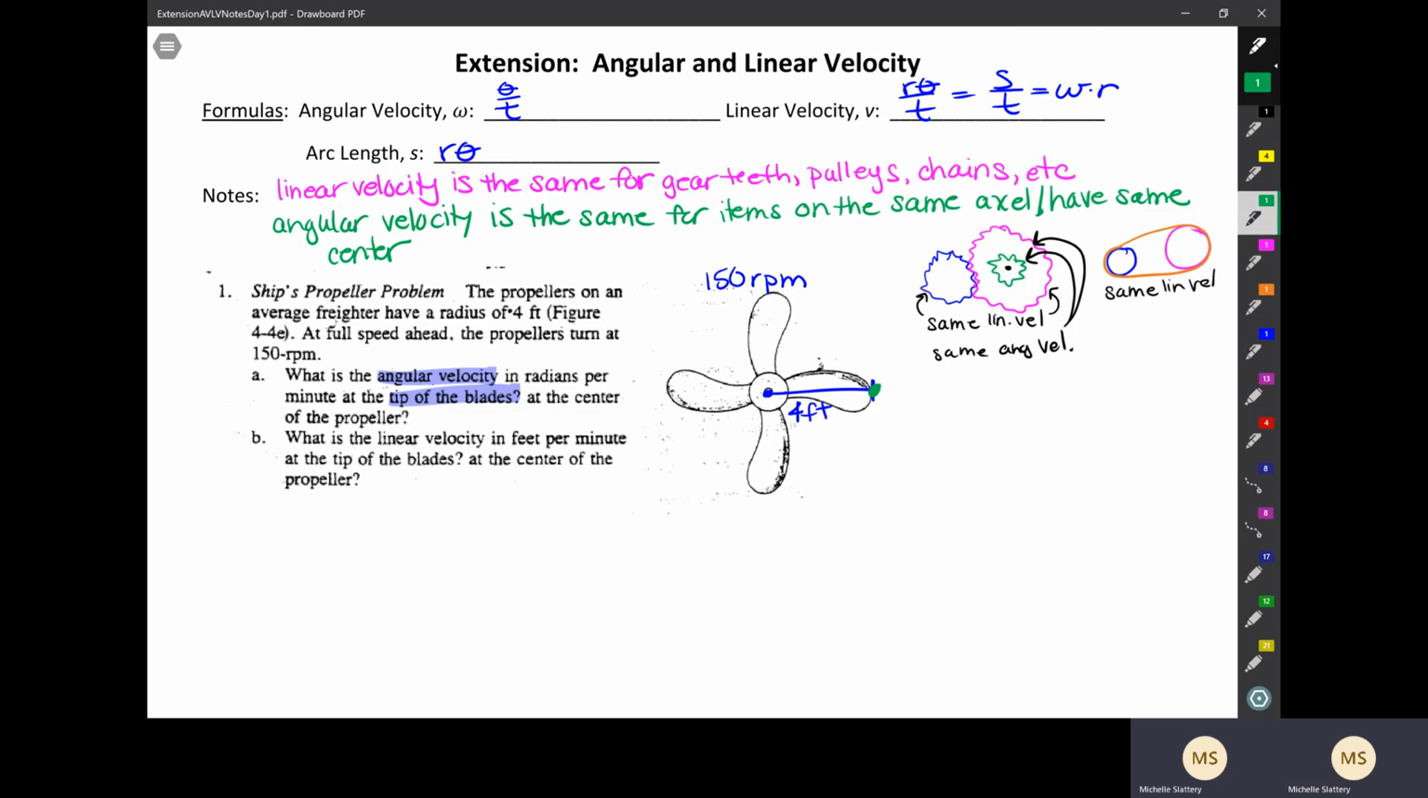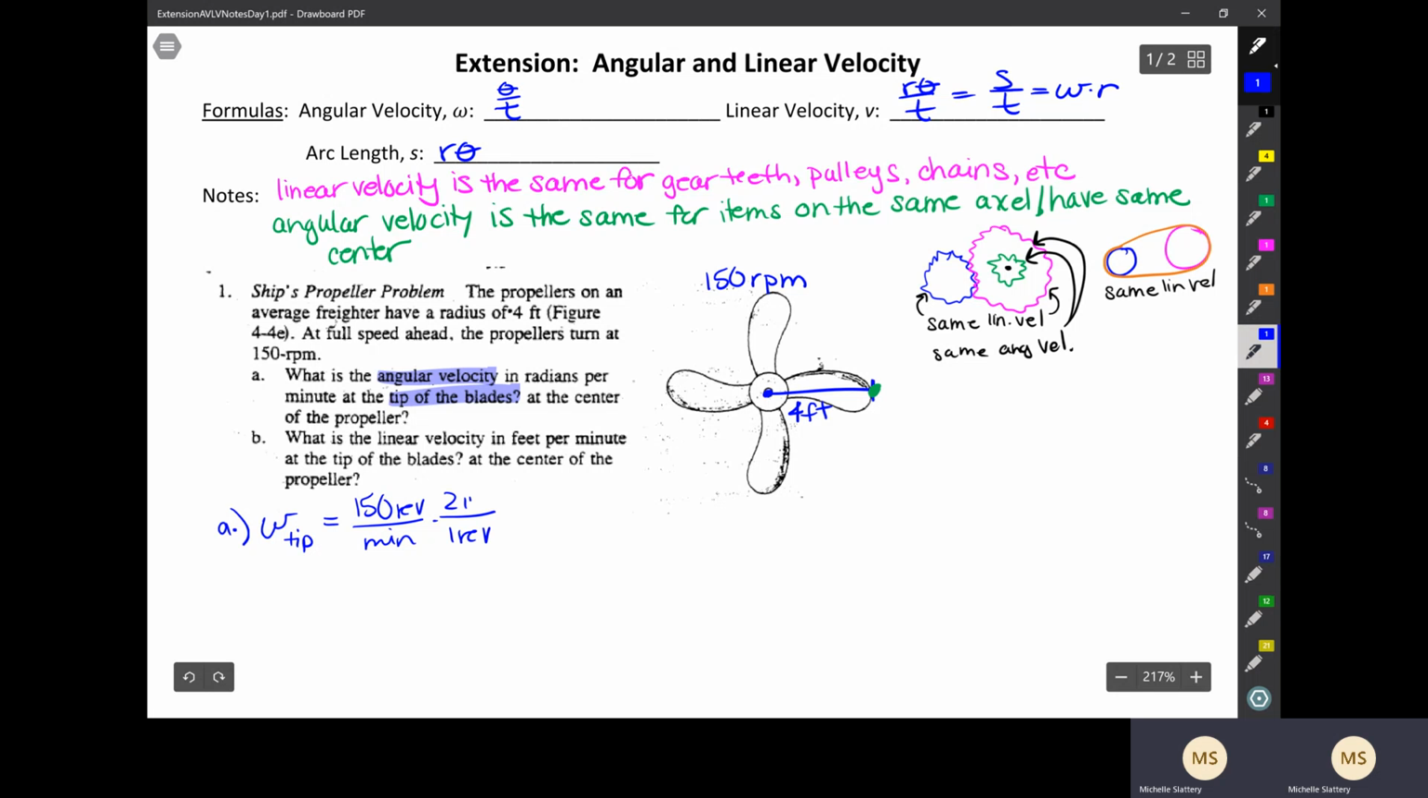Okay, so for part A then, we're looking for angular velocity. So I'm going to call it omega. I'm going to say omega for the tip as well. So omega is going to be, well, we know it's 150 revolutions per minute. So we're just going to convert that into radians. So 1 revolution is 2 pi radians. So then we can cancel out our revolutions, and we end up with 300 pi radians per minute. And that's the angular velocity at the tip.